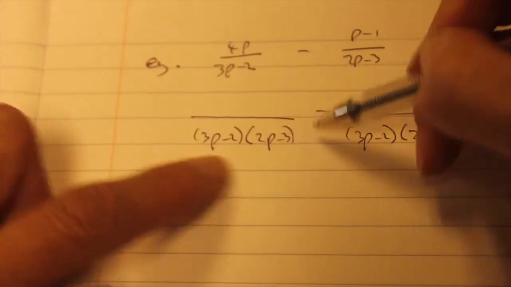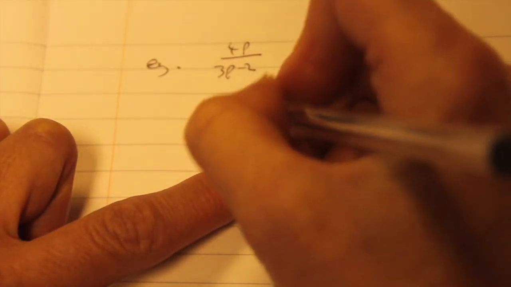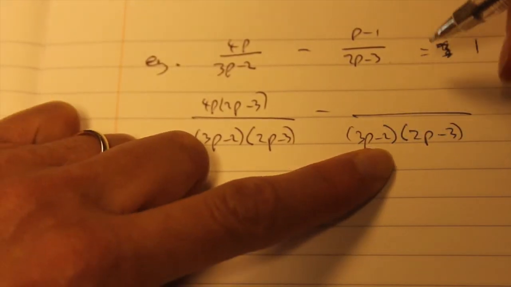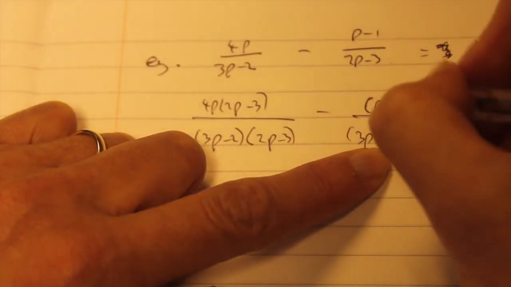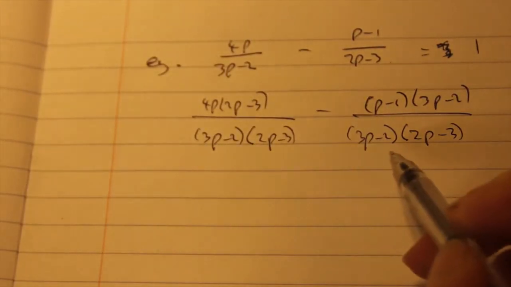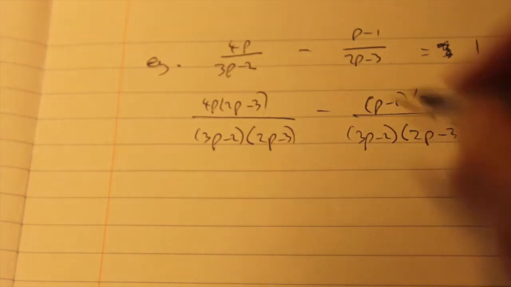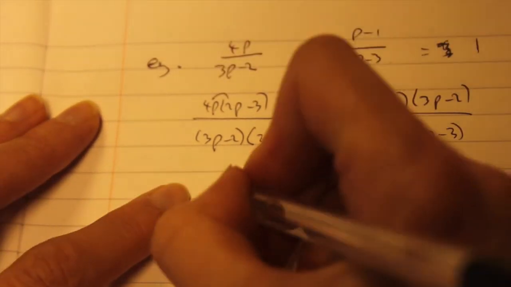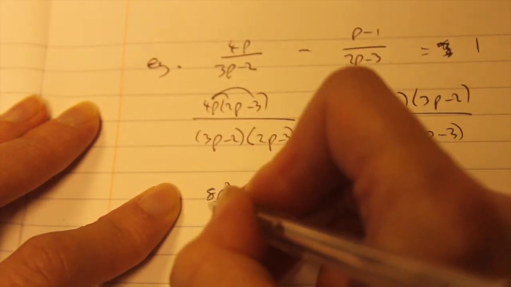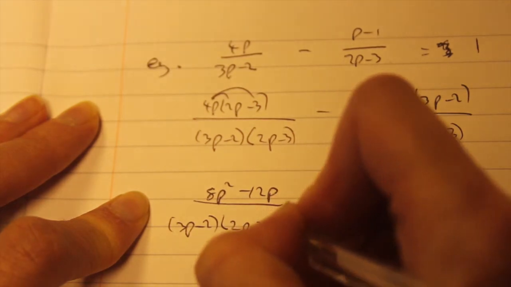From here to here, you need an extra 2p minus 3. So put it on the top, 2p minus 3. From here to here, you need an extra 3p minus 2. You should put brackets round everything and put it on the top. Now, bottoms are the same, you can work out the tops. Before I can work out the tops, I have to multiply them out. So that becomes 8p squared minus 12p. That's that one. So 3p minus 2, 2p minus 3.